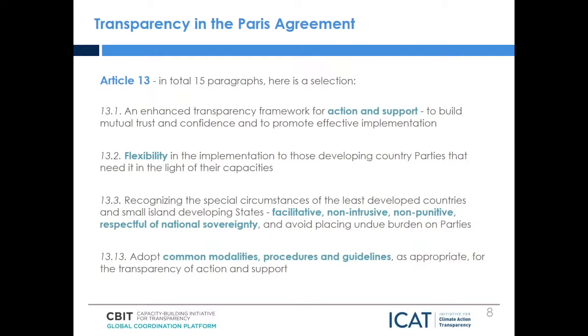Article 13.2 introduces the term flexibility, and basically the flexibility in the implementation of the enhanced transparency framework to those developing country parties that need it in the light of their capacity. So basically it provides flexibility for countries that don't have the capacity to report the wide set of information that is requested by the MPGs.